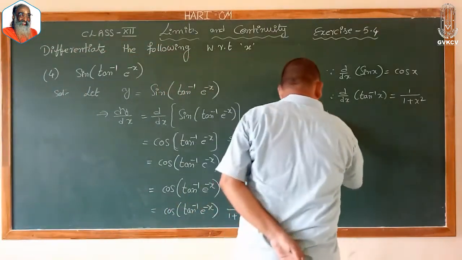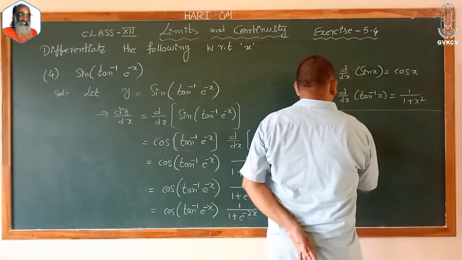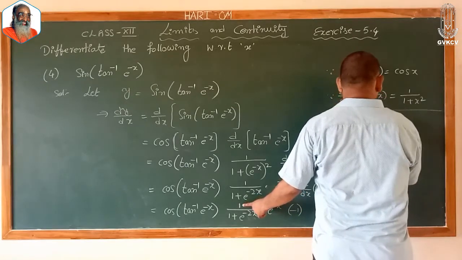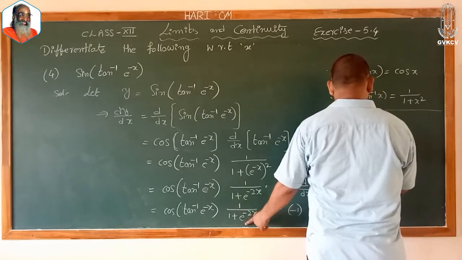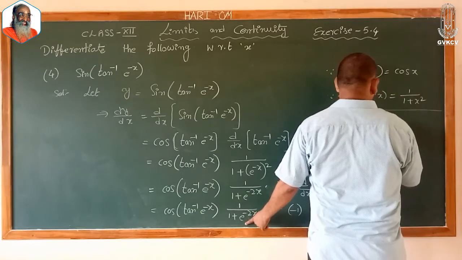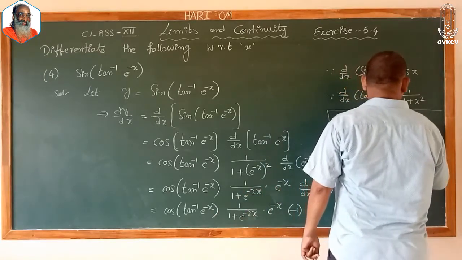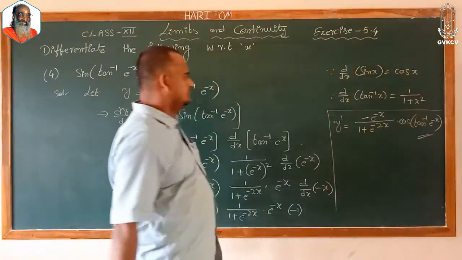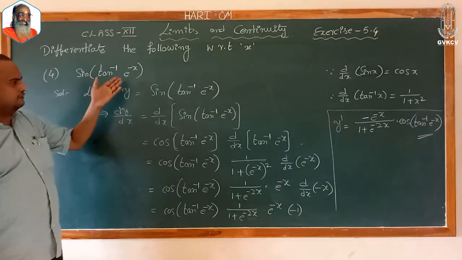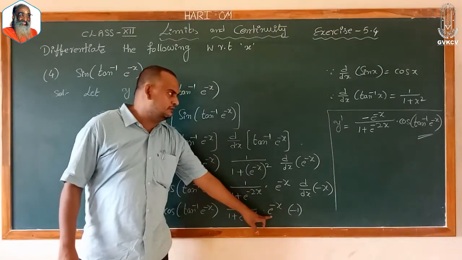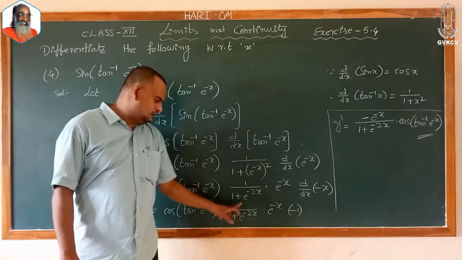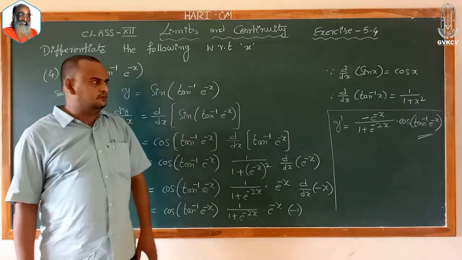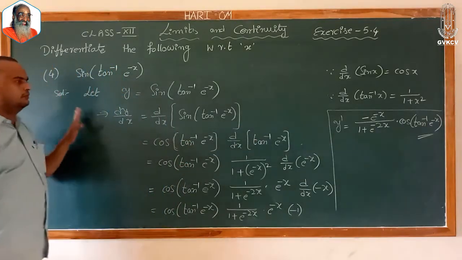Now the final answer we can write is y' is equal to minus e^(-x) by 1 plus e^(-2x) into cos of tan inverse of e^(-x). That is the derivative of the given function. This is about problem number 4.